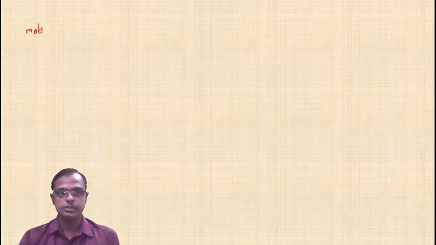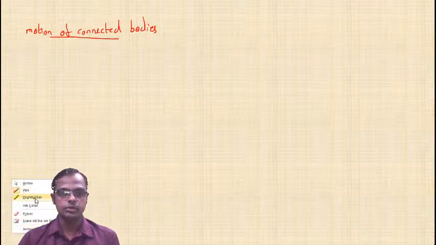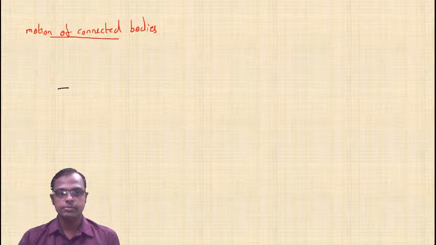So we were discussing the motion of bodies which are in contact. Now we are discussing the motion of connected bodies. You can write the next heading: Motion of connected bodies. Let's discuss this case now. Once again, same concept, but the objects are not in contact.